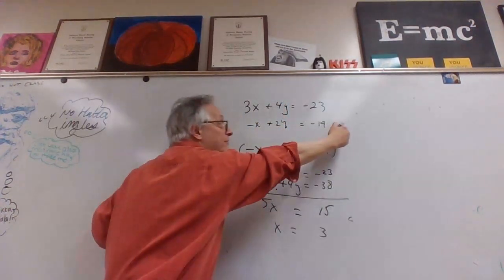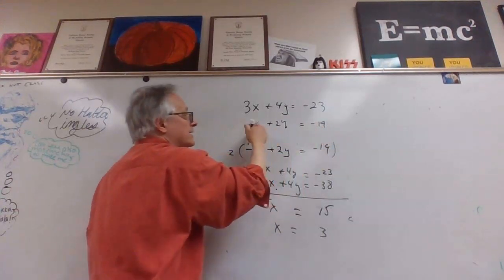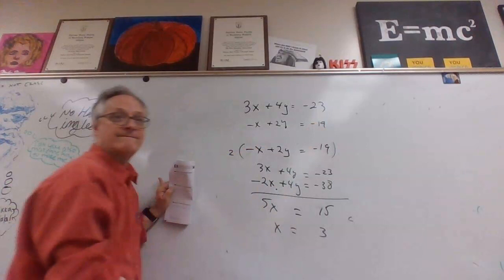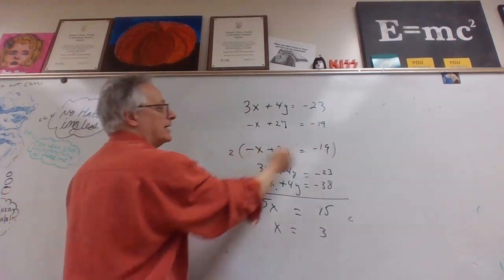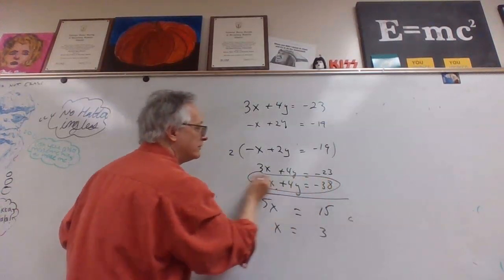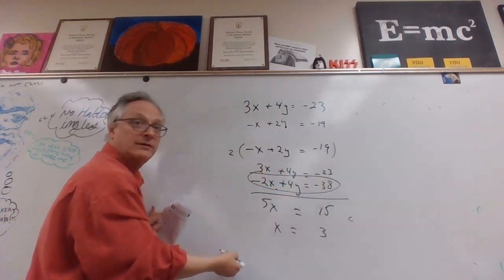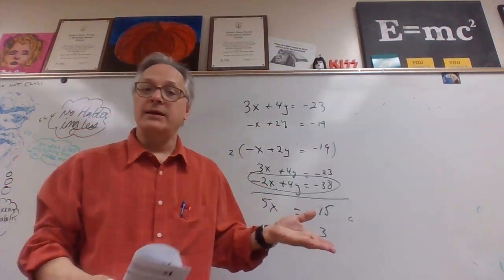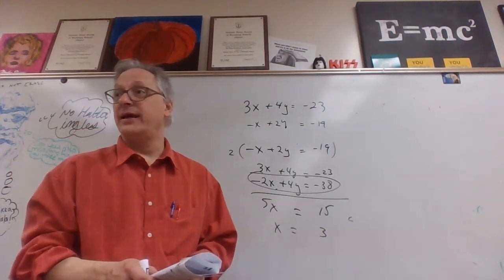Oh, so you multiply everything by 2. So you get negative 2x plus 4y is equal to negative 38. Then you multiply everything through. That's going to give you this equation here. And then you're going to subtract. We could have done it like I did it also with x's. You could eliminate the x's first.